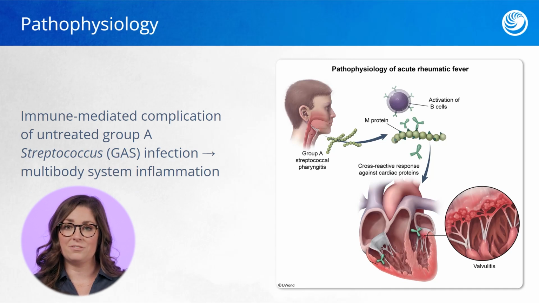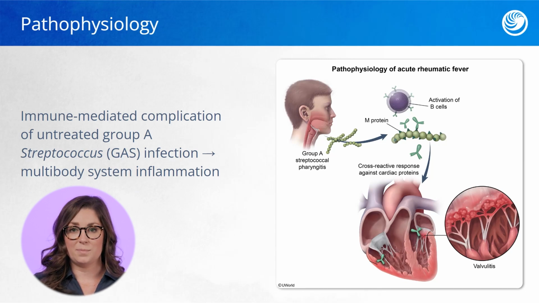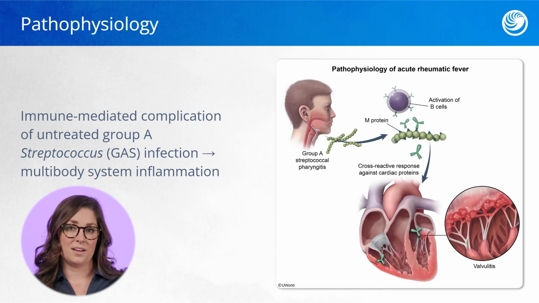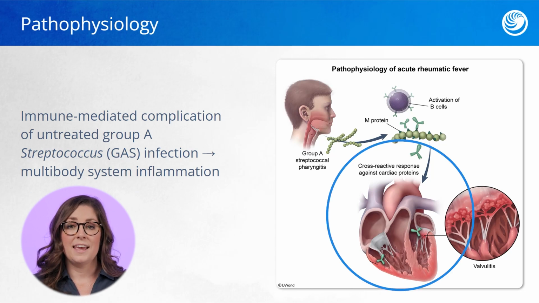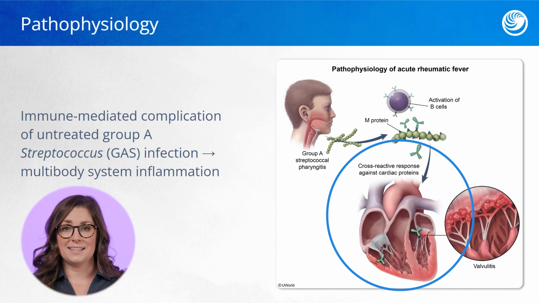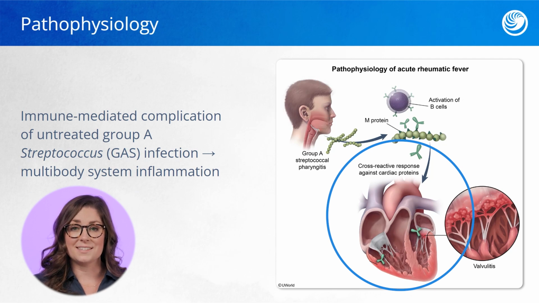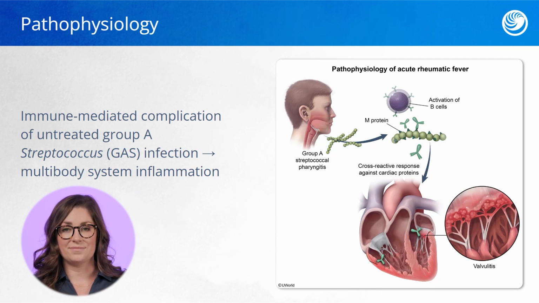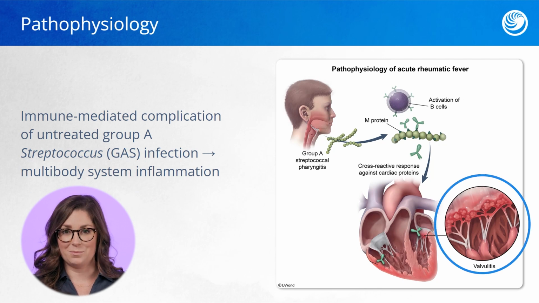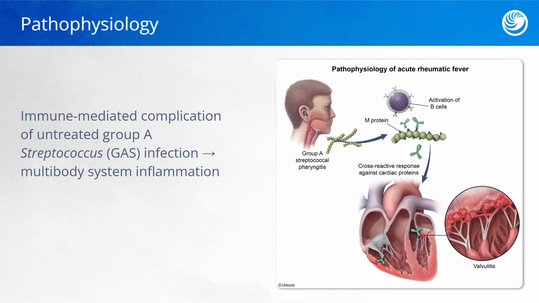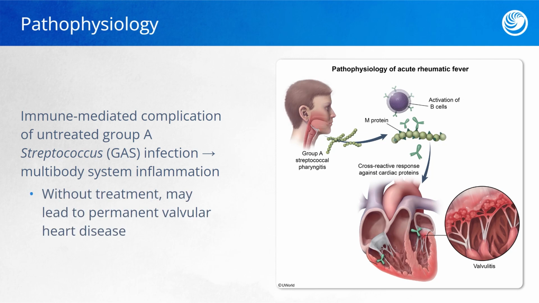The issue in rheumatic fever is whenever the GAS bacteria and the immune response cells interact, this actually creates a cross-reactive response, and the body accidentally or mistakenly attacks healthy tissue instead of targeting the bacterial infection. This will then lead to that gross inflammation of those organ systems we discussed. If this is left untreated, this can actually lead to permanent valvular heart disease.